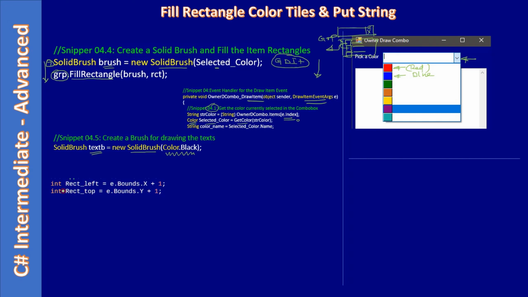Next, if you see here, e.Bounds.X plus 1, e.Bounds.Y plus 1. So here there will be a gap right at this location. We already have a rect left and a rect top with this adjustment added, so that here if you see, the rectangles are not overlapping and the fill also not overlapping.